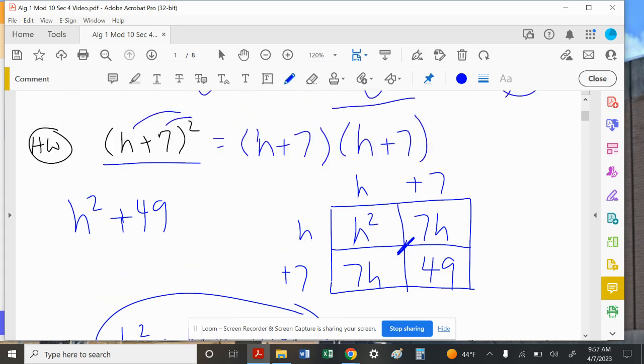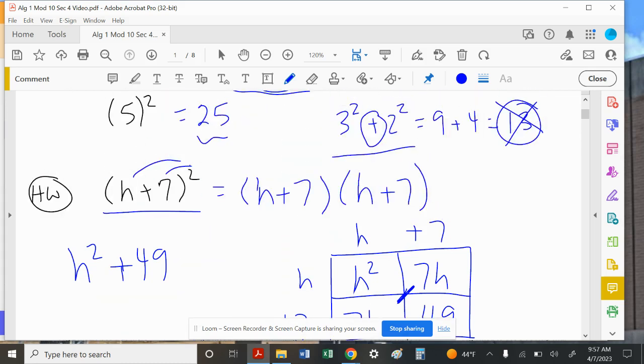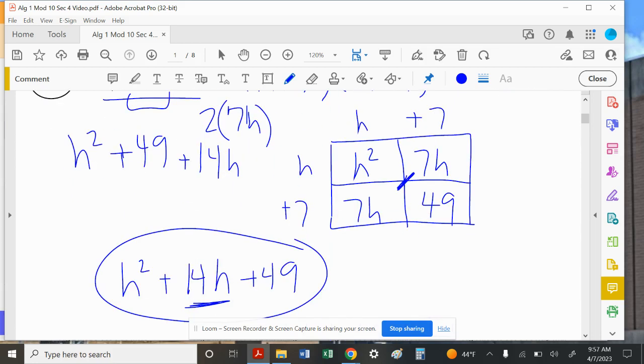But I want you to see what this middle term is. If I multiply these two parts together, 7 times h, and then I multiply that by 2, I get 14h. And notice that's my missing part. And then what I have to do is rewrite it in standard form. So h squared plus 14h plus 49.